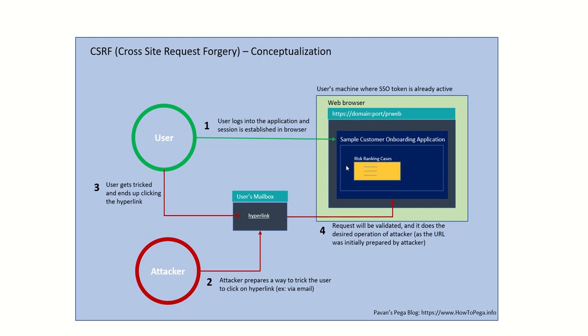To explain this, I came up with a visual with a simple use case. There is an application called customer onboarding application, which is just a sample application I took for explaining this. Once the application is open, this is a portal where risk ranking cases will be displayed, with a column saying risk ranking is high or low, to onboard that customer onto the application. That's a simple example we have taken for this, right?